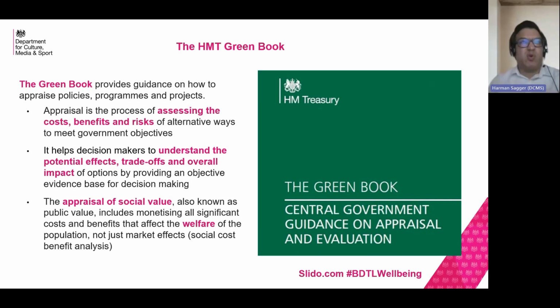Within this is a concept called social cost benefit analysis, which hopefully some of you are aware of. Effectively, it's where we stack up the costs and benefits and work out the net impact of a program. The whole aim of the Green Book is to help decision makers understand the potential effects and trade-offs of different options, providing more objective, evidence-based support for decision making. What the Green Book sets out is a need to monetize all the significant costs and benefits that affect public welfare, which basically means we need to put costs and benefits on the same basis. In our case, monetizing means putting it into pounds and pence.